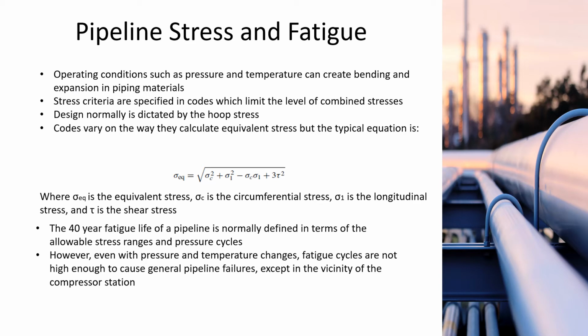As I talked about initially, pipeline stress and fatigue really depend on the pressure and temperature and the possible expansion in the piping materials. The codes vary on the way they calculate the stresses, but there's an example of one of the ways the codes do it. The fatigue life is normally calculated based on a 40-year fatigue life, and it's dependent on the allowable stress ranges and pressure cycles. One of the big things is the vicinity of the piping to the compressor station, which, as we talked about in class, can create those cycles in the piping.